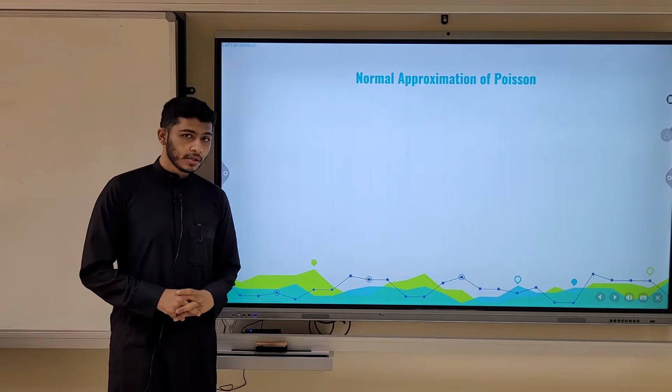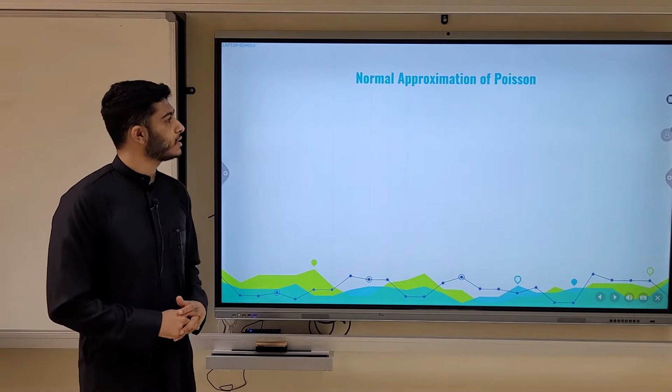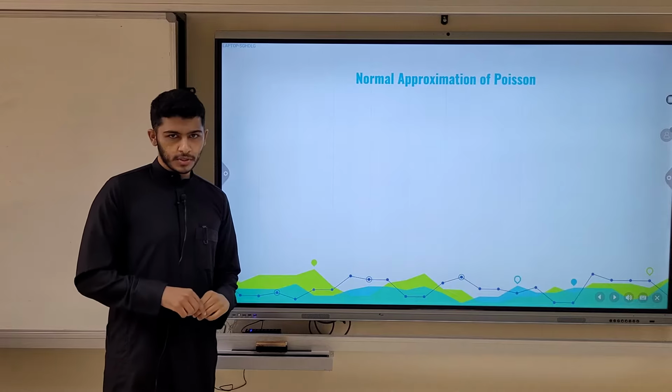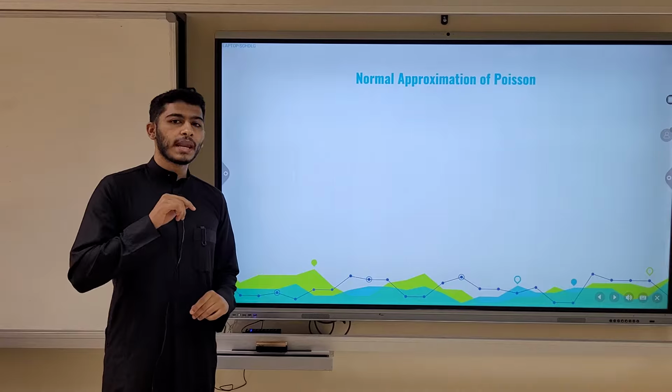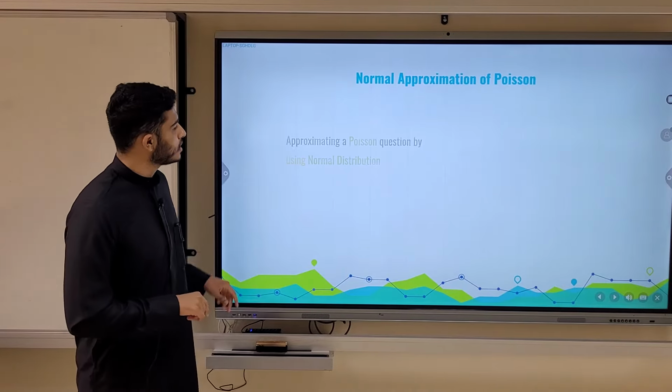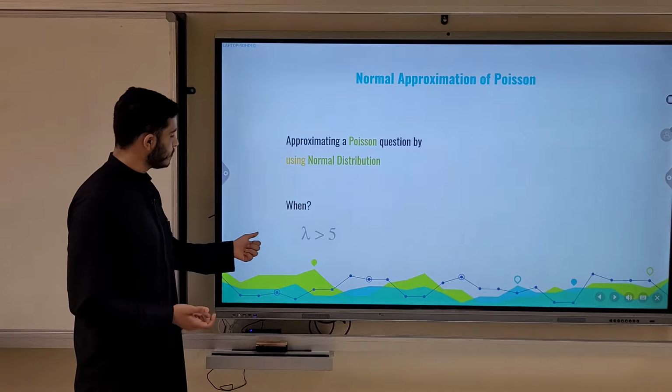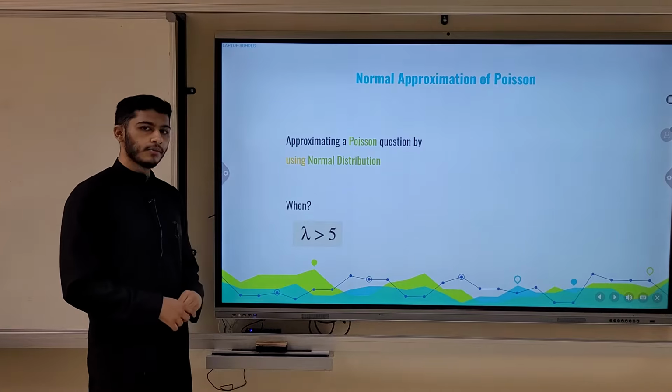Earlier, we learned how to approximate binomial using normal distribution. We can do the exact same thing for the Poisson distribution, where we can approximate it using the normal distribution. But when can we do it? We can do it when lambda is greater than 5.